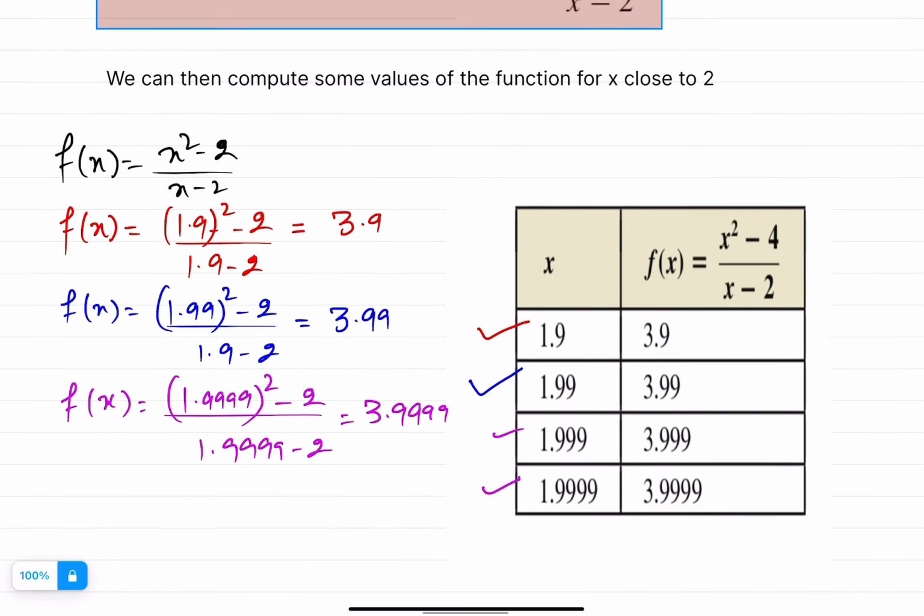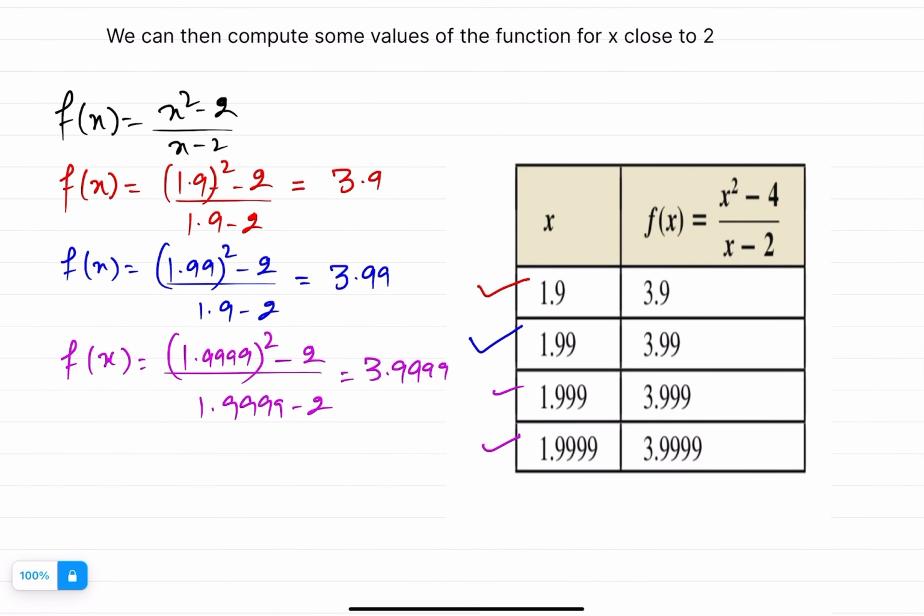As we can observe, when we come much closer to the value 2, we get a value that is approaching 4. This is what we call a limit. When we are approaching a particular value, the output that we get is what is called the limit of a function. In this table, we have taken the values that are lesser than 2.